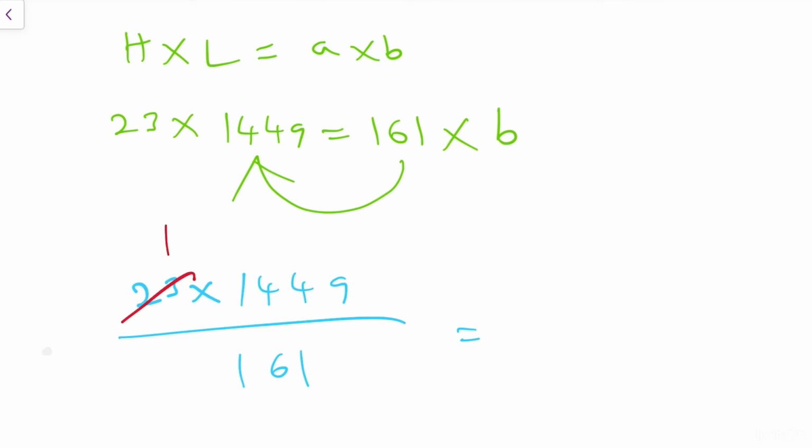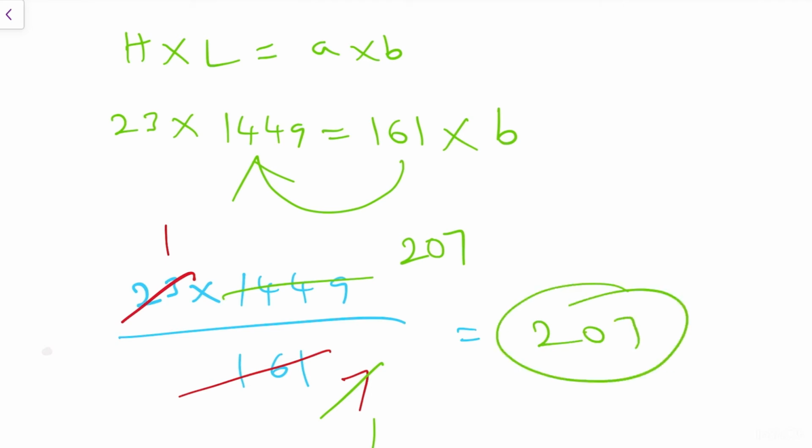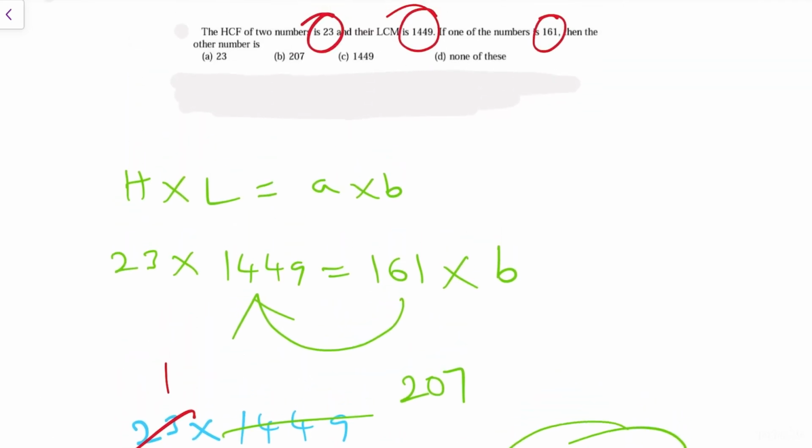23 ones are 23, 23 sevens are 161. Next, 7 ones are 7, 7 twos are 14, 7 sevens are 49. Two digits I am taking at a time, so keep 0 inside. So it will be 207. So the second number is 207. That is option B.